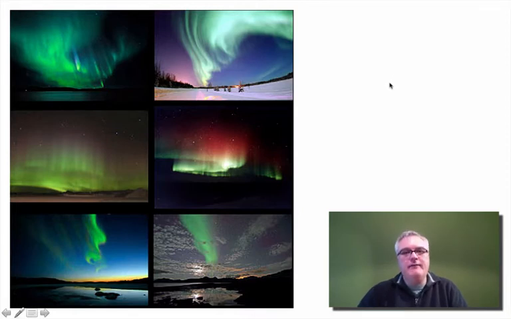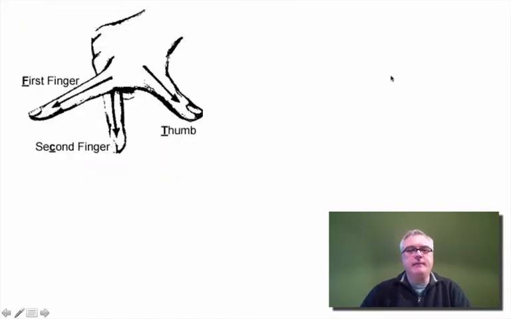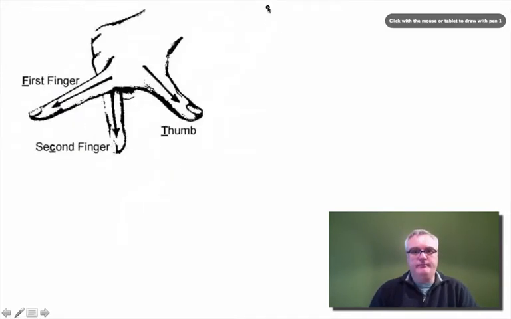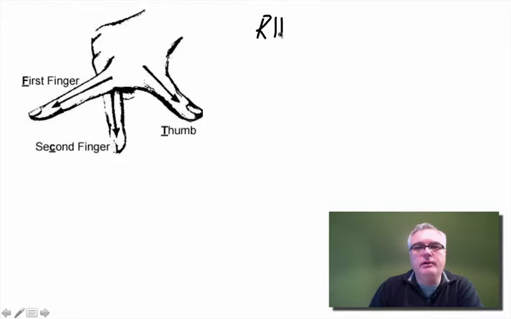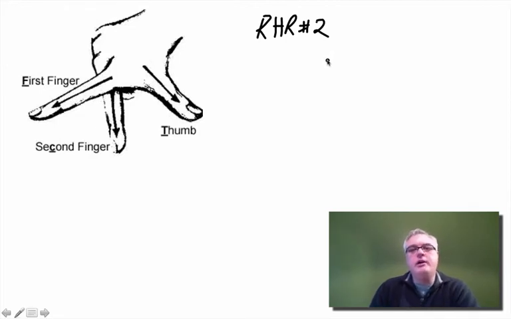So whenever we have a moving electric charge, it can be affected by an external magnetic field. So it experiences a force. And we're going to have another right-hand rule. So this is going to be right-hand rule number 2. And we use this to determine the direction of the force on a moving electric charge.